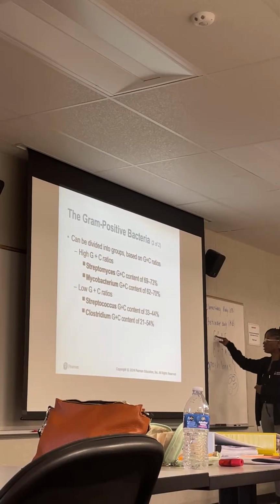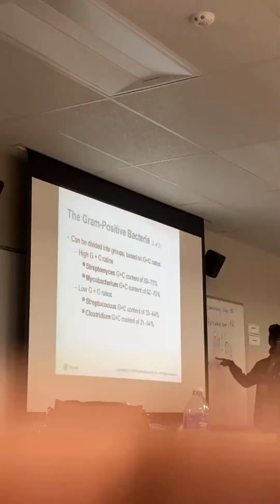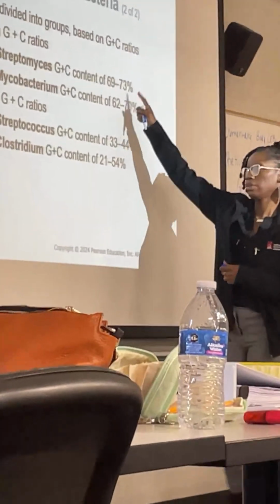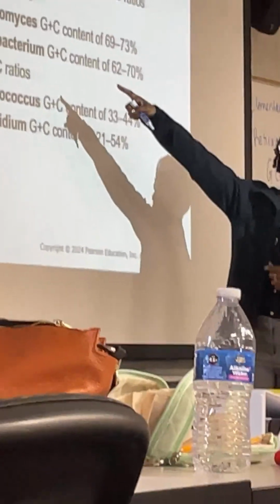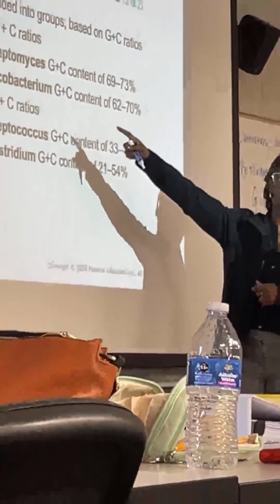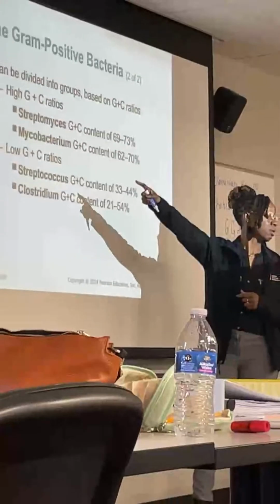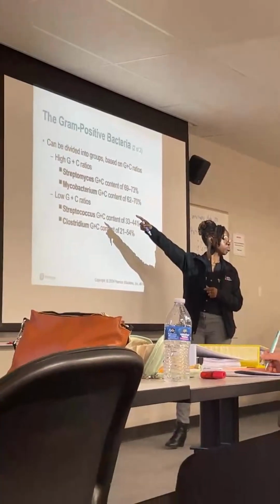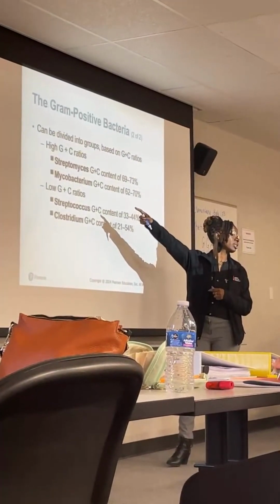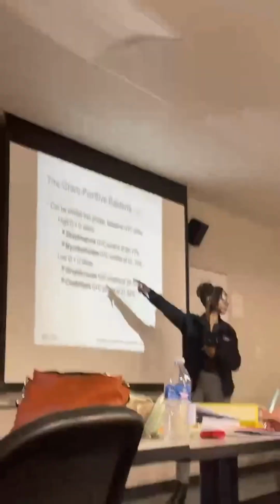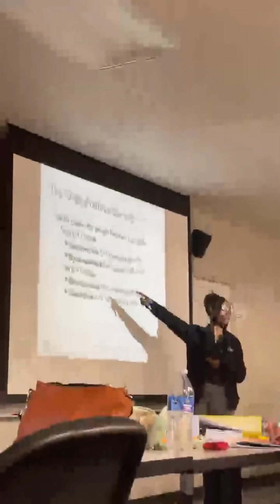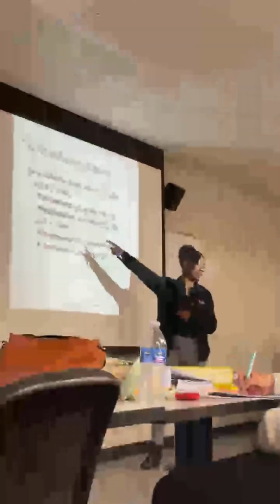Right? So what's the ratio that we see of the G's and C's? When you have this at 69 to 73% Streptomyces, what do we know about Streptomyces? This one is going to be the one where we get most of our antibiotics from. Two thirds of the world's antimicrobials come from this guy. It's a soil microbe. We're going to talk about it, it's going to come back.